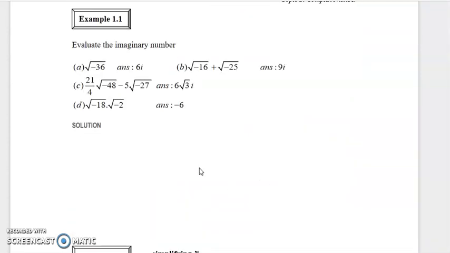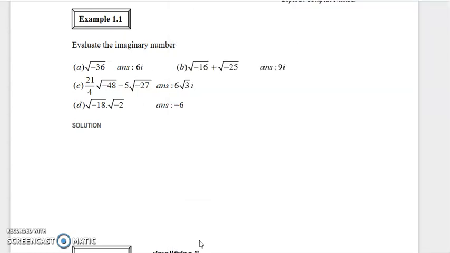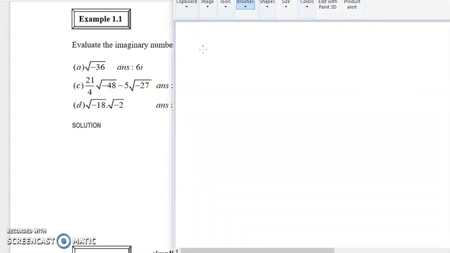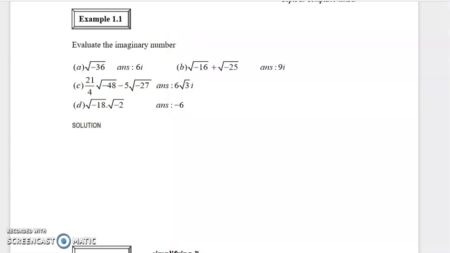So next we are going to see example 1.1. We are going to discuss maybe only one question in example 1.1, and you are going to do the rest, since we already have the answers there. So I'm going to delete this one first. Okay, example 1.1. If you look at question A, we have the square root of negative 36. So we are going to evaluate the imaginary number, right?